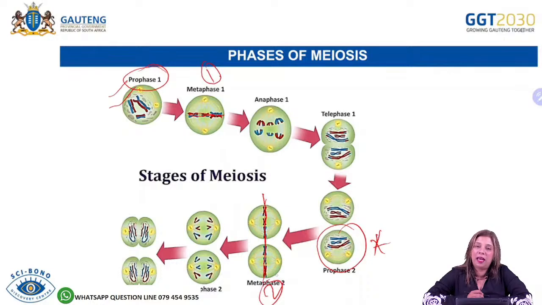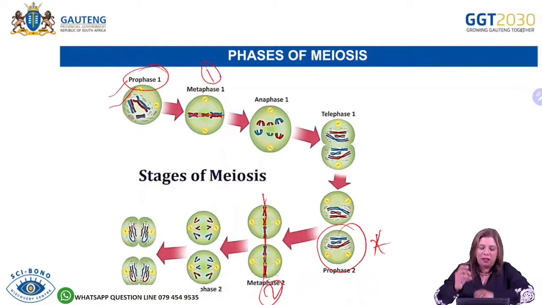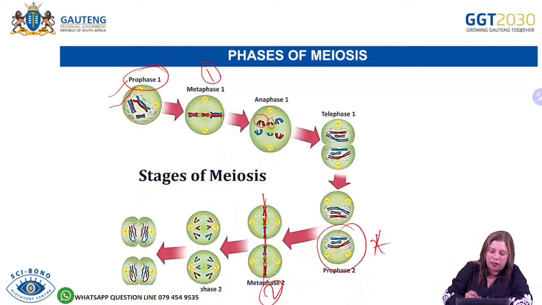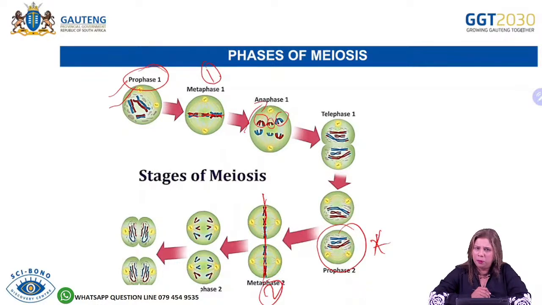Now let's talk about anaphase. Anaphase, ana meaning away, they're moving away to the poles, okay? But if you look at anaphase 1, we know that in anaphase 1, they are moving away to the poles, but these are whole chromosomes that are moving towards the poles. Can you see there? Whole chromosomes, they are moving towards the poles.